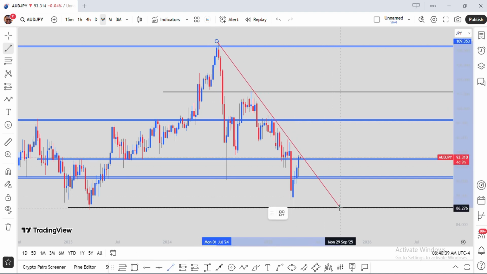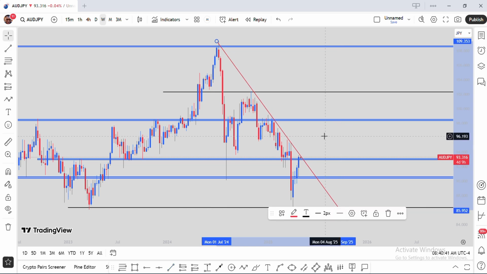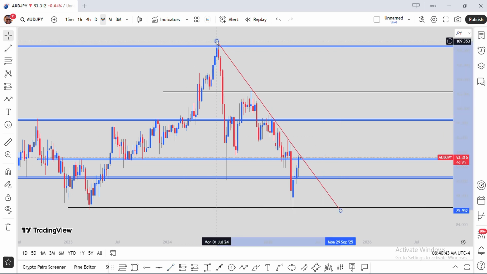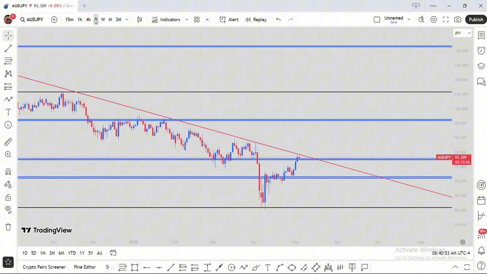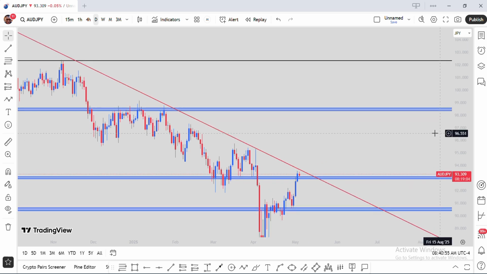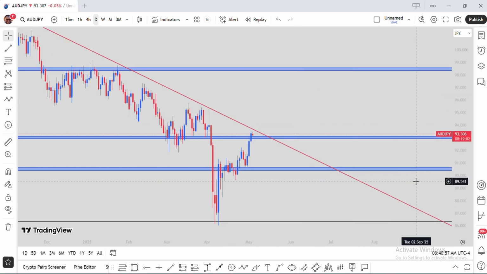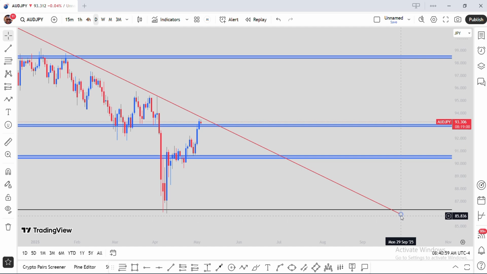So this was the counter trend line that price was still respecting. For me to start looking for a buying opportunity now on AUD JPY, I'll be waiting for price to clear this counter trend line to the upside. So let me go down to the daily time frame and see. Okay, so now this was the counter trend line. I'm expecting price to clear it to the upside.